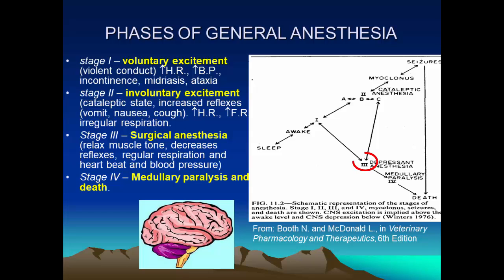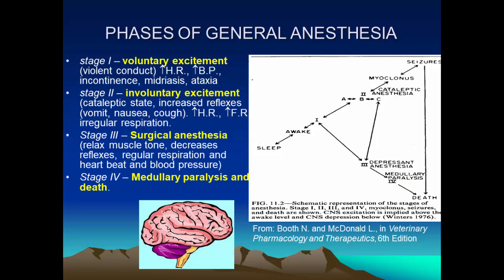And if we give an overdose of an anesthetic to an animal, he will move from stage 2 to stage 4, in which these medullary centers that control respiration and cardiovascular function basically stop. And unless we can artificially support these functions, the animal is obviously going to die.